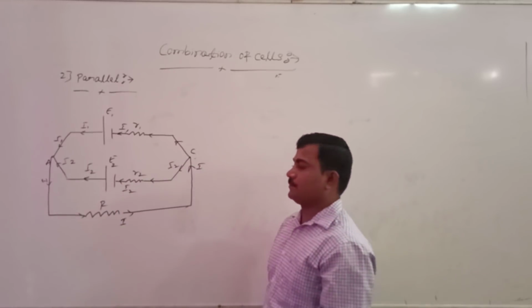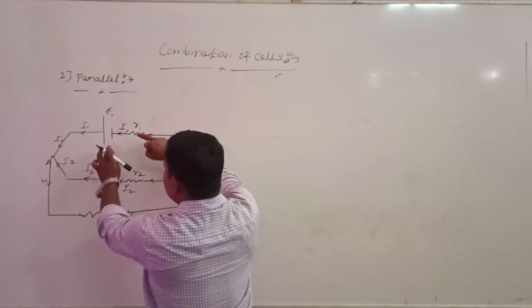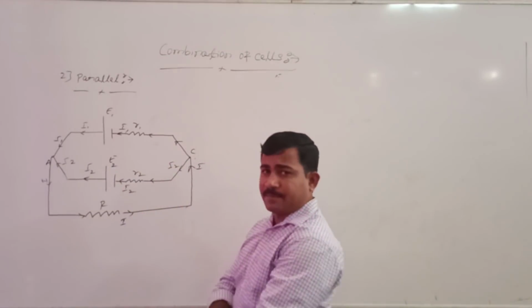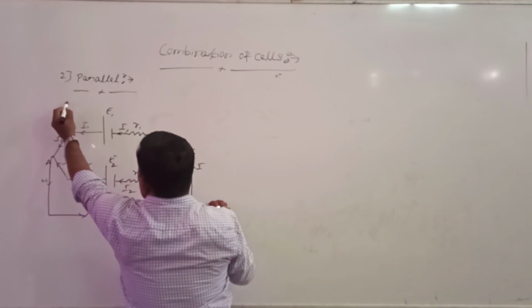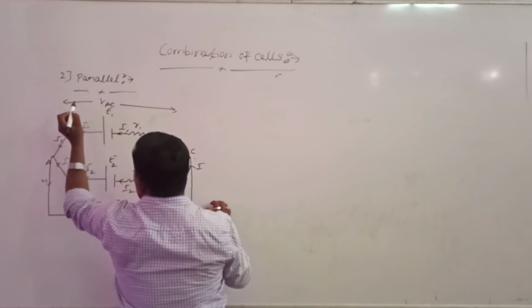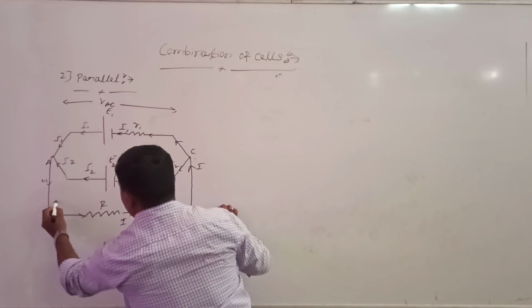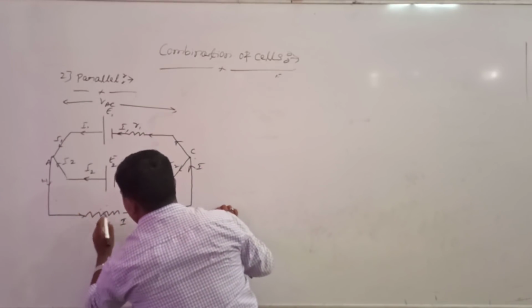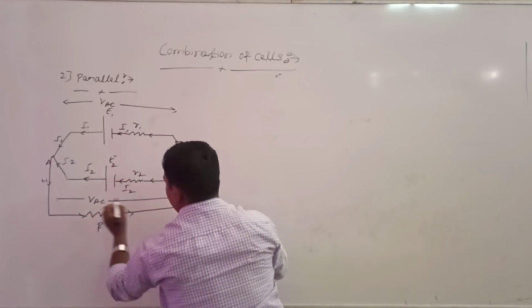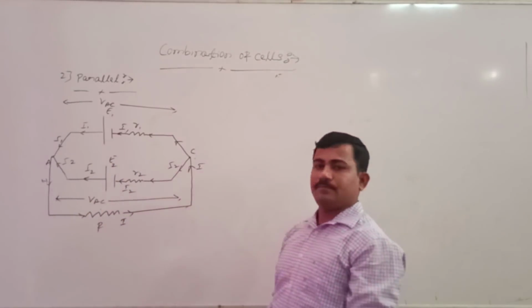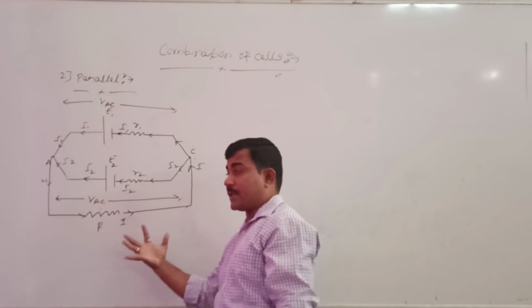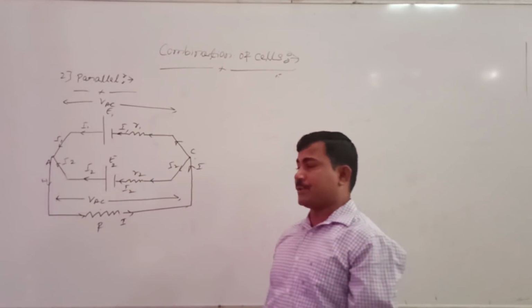But here, across cells E1 and E2, the potential difference between points A and C remains the same. Across cell E1, the potential difference remains the same. Similarly here also, the potential difference remains the same. Right? Two cells are connected in parallel combination.